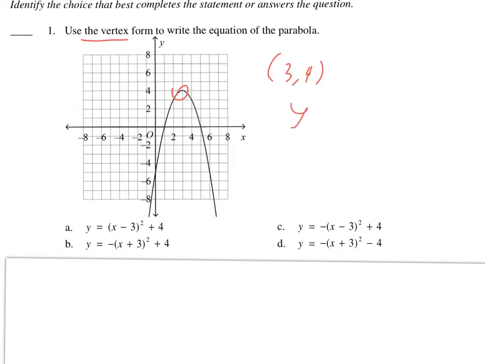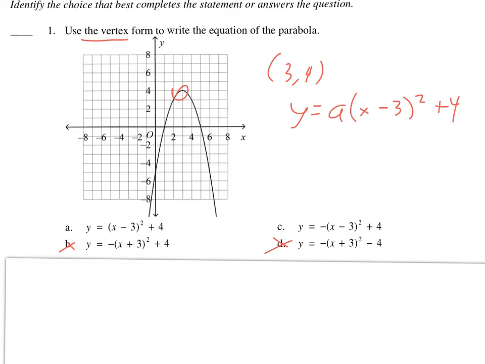And so what I would say then is that I know that when I write my vertex form, there's some a value there, and then the x always gets switched in there, and then the y stays the same. And so with that, I can actually cross off D and B. And so I'm just left between A and C.